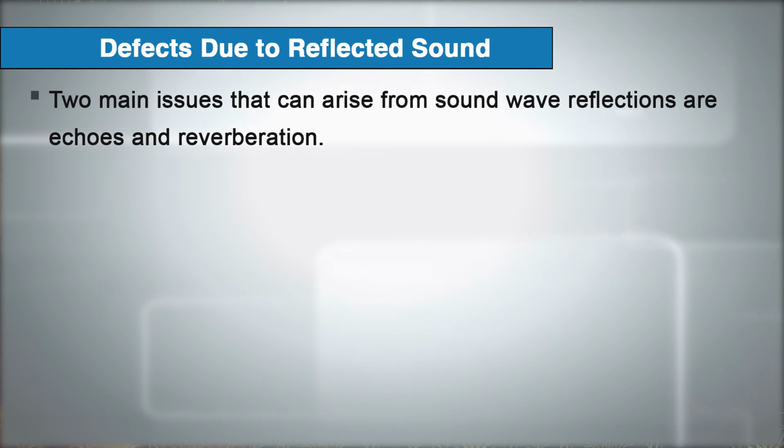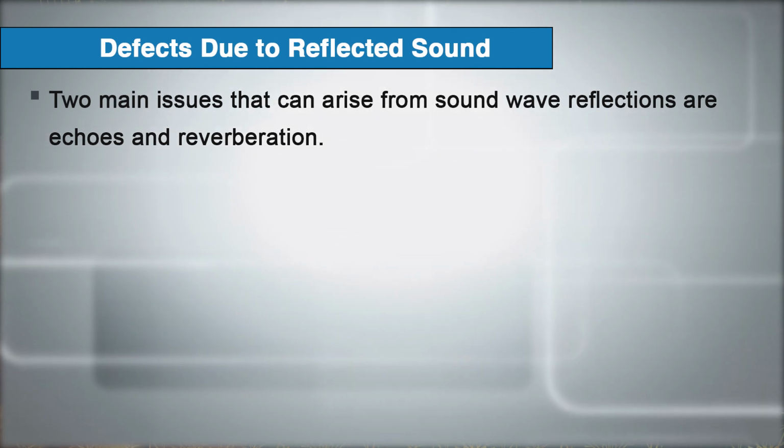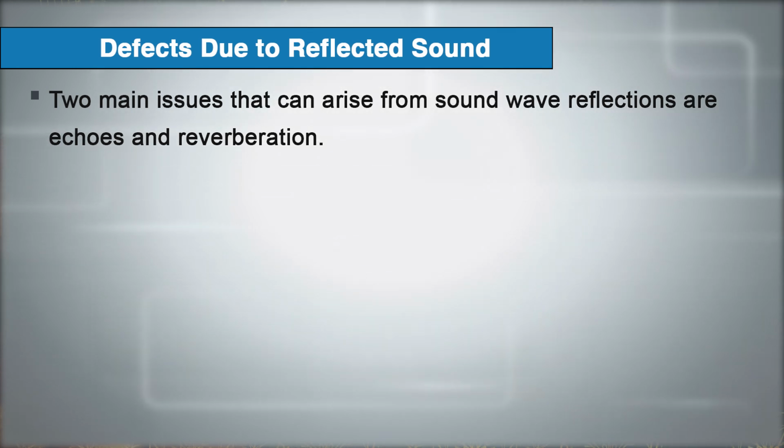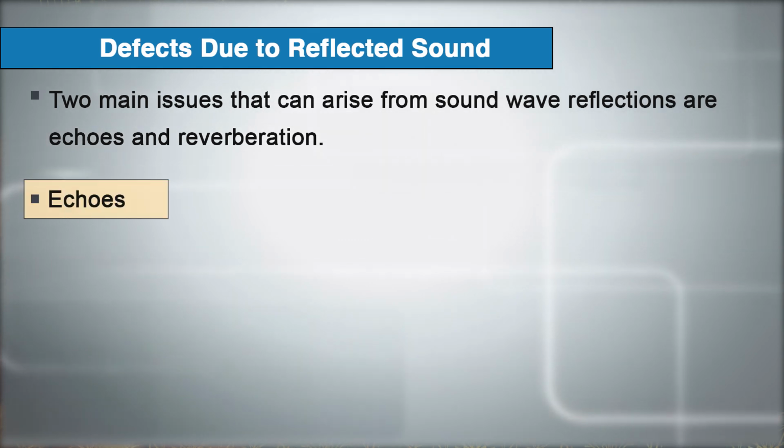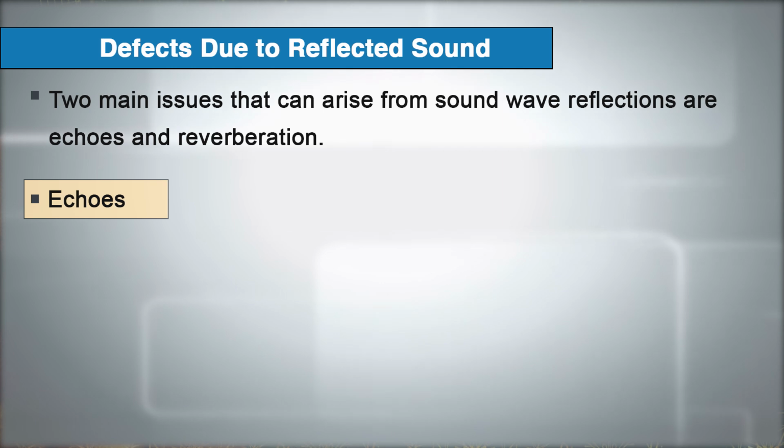The behavior of reflected sound is crucial in the acoustical design of enclosed spaces. Two main issues that can arise from sound wave reflections are echoes and reverberations. Firstly, we will discuss echoes.